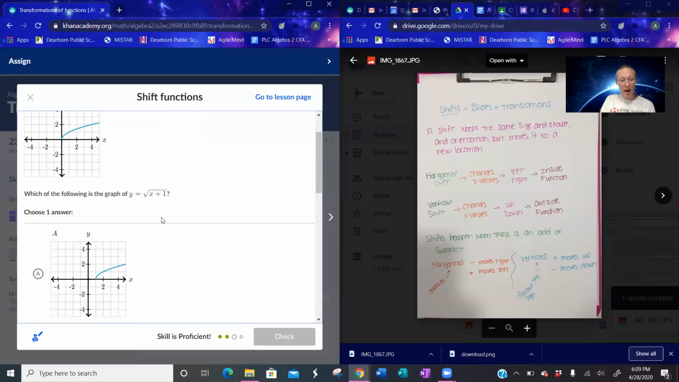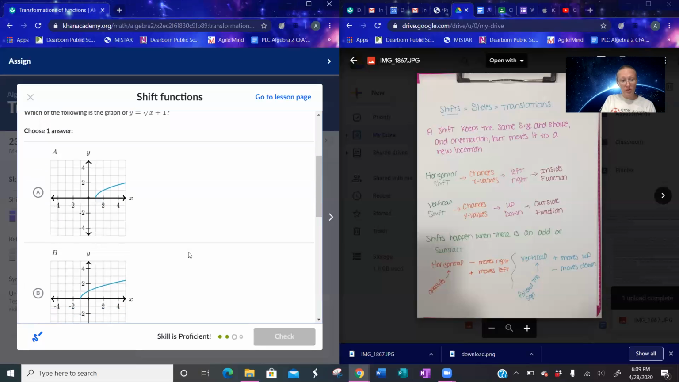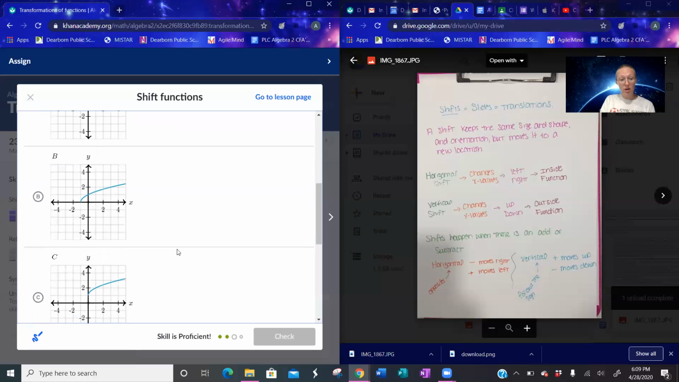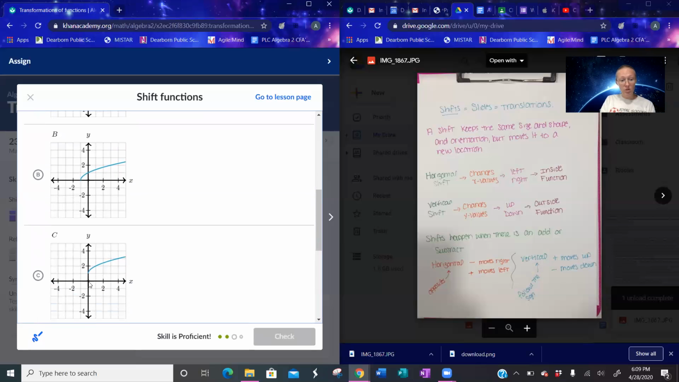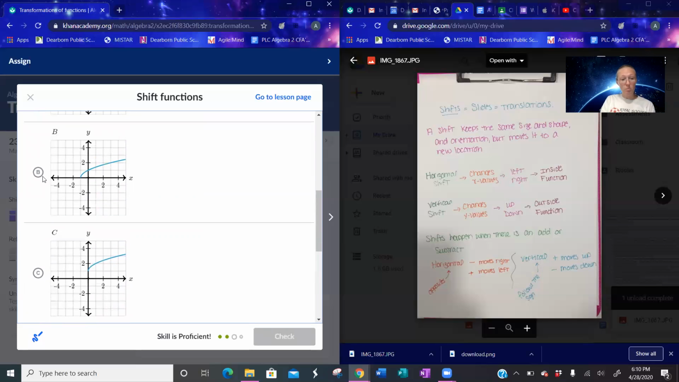I want to find a graph that does this. So let's see what we have. I don't agree with A because A moved to the right. Remember, we have to go left. It could be B. I agree, it went 1 jump left, but we should look at the other ones. This one went 1 jump up. Nope. And that was 1 jump down. All right, so B it is.